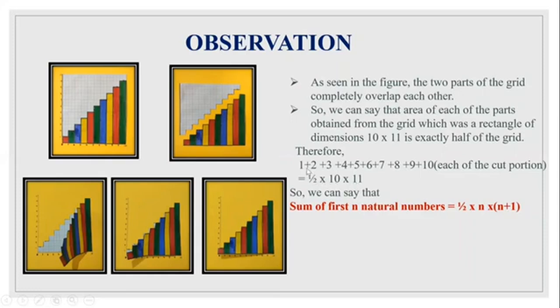So I can say that if I take this to be 10, I am getting the sum of 10 natural numbers coming out to be half of 10 into 10 plus 1. If I had taken 20, I would have got half of 20 into 20 plus 1, that is half of 20 into 21. So similarly, if I continue this way, I'll get the sum of the first n natural numbers coming out to be half of n into n plus 1.